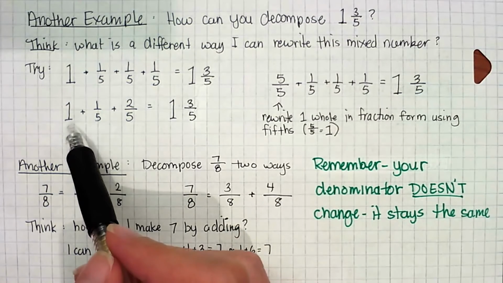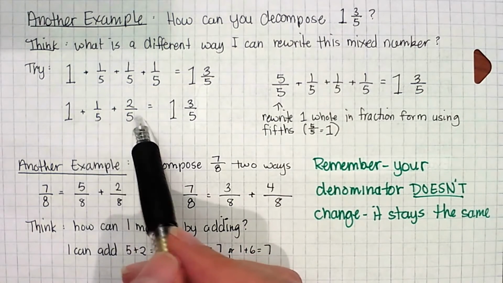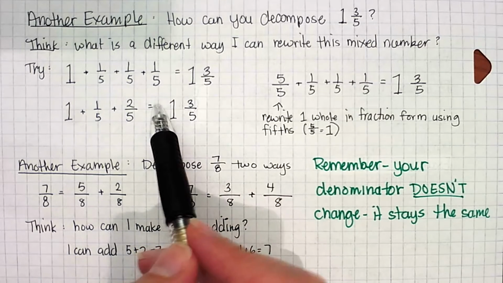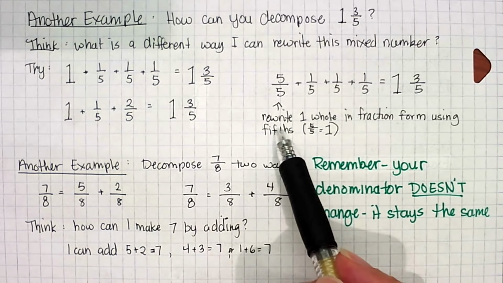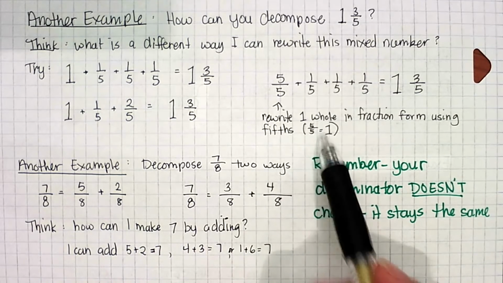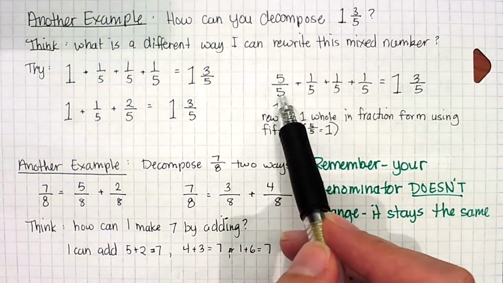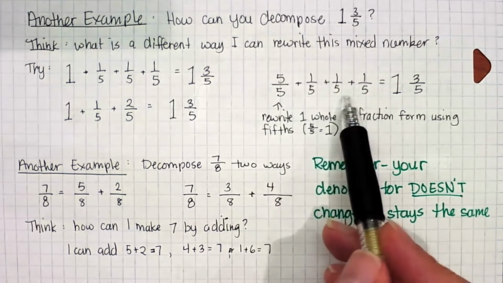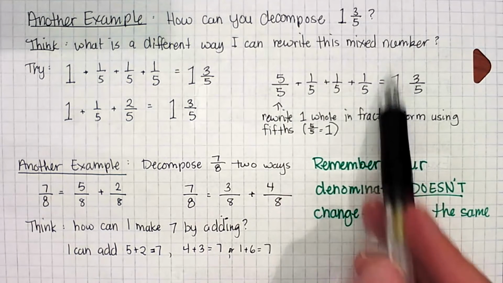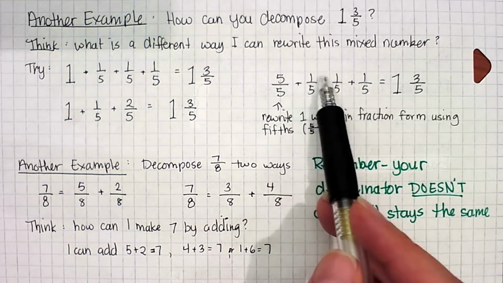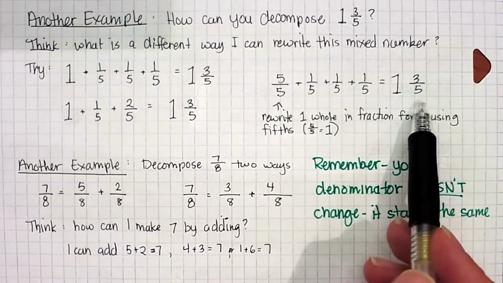Or I could do my 1 whole plus 1/5 plus 2/5. 1 plus 2 is 3, 3/5, and there's my 1 whole. Or I can rewrite my whole in fraction form using fifths. Since all of these are fifths, we'll write this using fifths. So 5/5, which is 1 whole, plus 1/5 plus 1/5 plus 1/5 is also going to give me 1 whole plus 3/5, because we know this is equal to 1, and then 1, 2, 3 parts out of 5 parts.